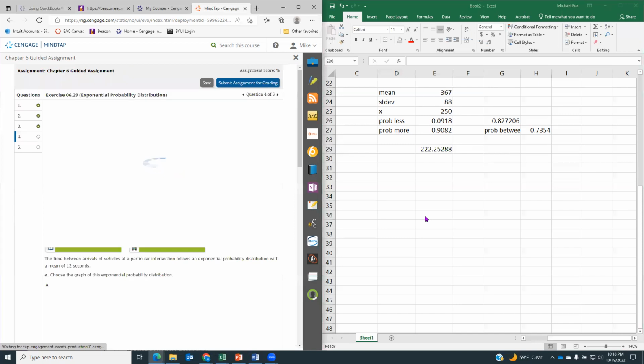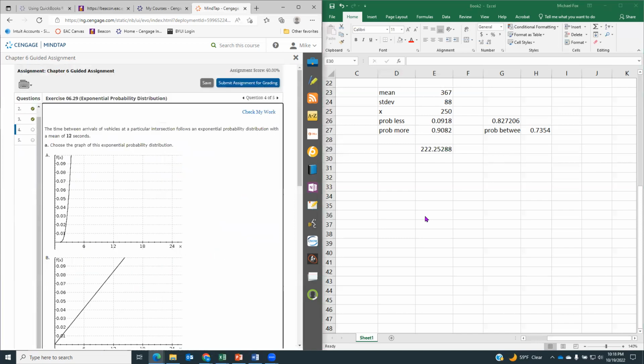All right, so let's move on to number 4. Number 4 says the time between arrivals of vehicles at a particular intersection follows an exponential probability distribution with a mean of 12 seconds. So again, even if it didn't say it follows an exponential distribution, typically problems that measure the time between arrivals of something are exponential. That's the type of distribution we use for measuring time between arrivals or time between events occurring.